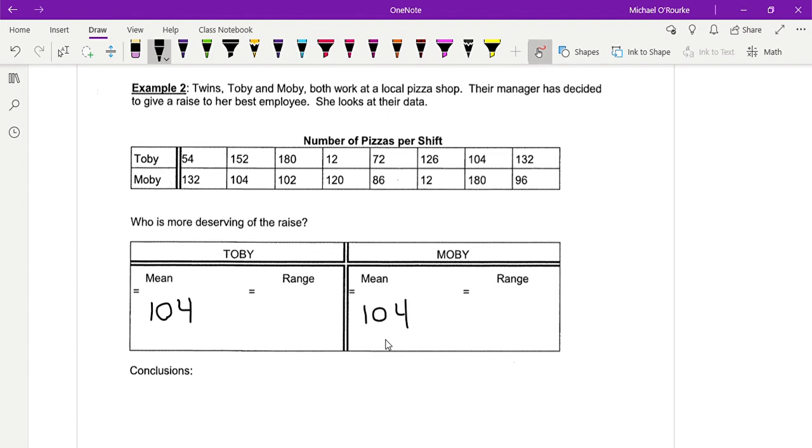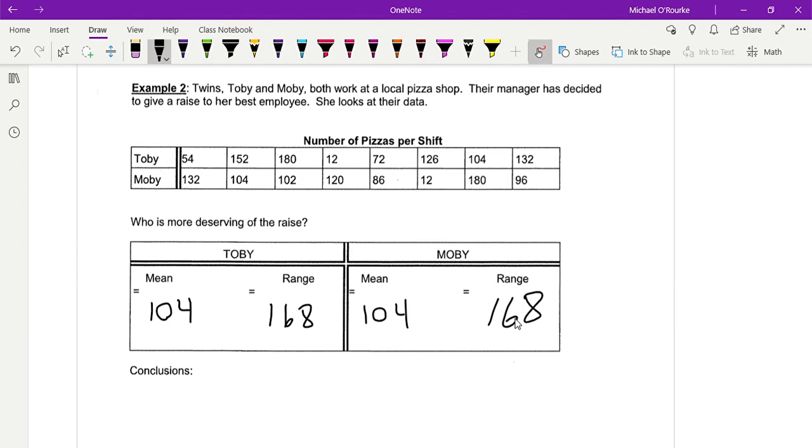No. So what's our range? Who's got a range for Toby? 168. Who's got Moby? They're both 168. Right? But one person's going to be more deserving of the raise than the other.